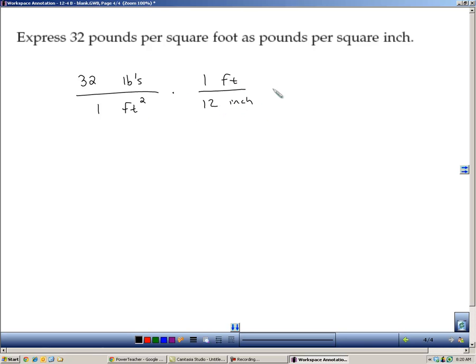That will cancel one of the feet units, but we also have to do it again to cancel both of the feet units. So we've got to include 2 fractions here, because feet squared needs a foot and a foot together to cancel it out.